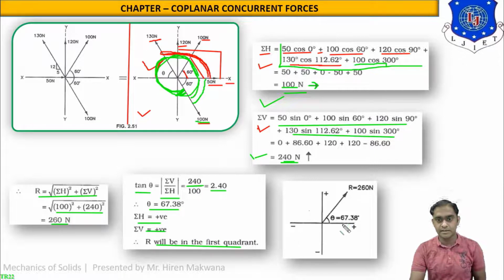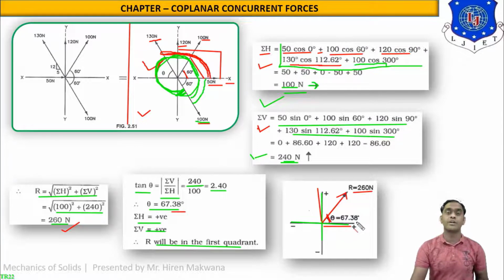So you can locate the resultant like this in the final figure. This is the x-axis. This is the y-axis. Now both are positive, so horizontal is positive like this, vertical is also positive like this. So the resultant will be going in the first quadrant. So draw the resultant in the first quadrant like this. Make the value R equal to 260 Newton, which we have calculated. And the angle must be with the positive x-axis only. This angle, the direction of the resultant, theta equals 67.38, should be written over here while locating the resultant.